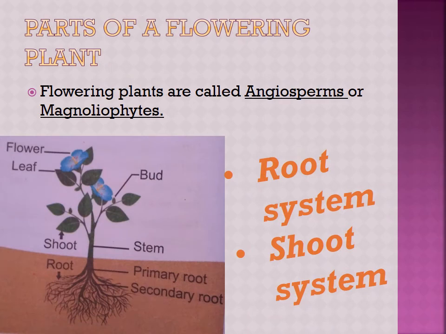Now we are going to see about parts of flowering plants. Look at this picture carefully. How many parts are marked here? First of all, flower, leaf, bud, shoot, root, stem, primary root and secondary root. Root system and shoot system are the major parts of flowering plants. Flowering plants are called angiosperms or magnoliophytes.